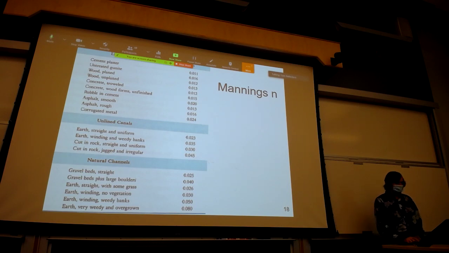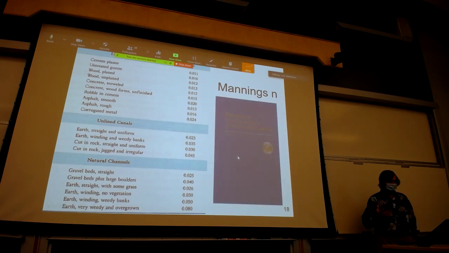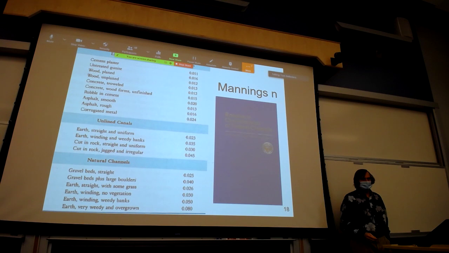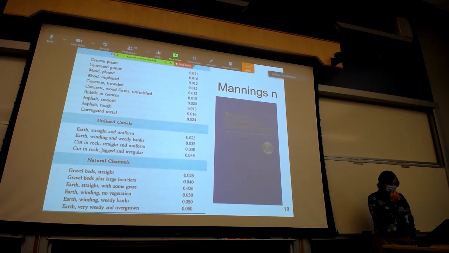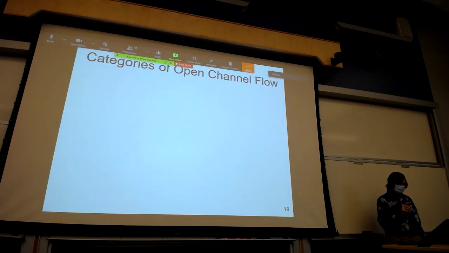And there's much more to this. This is really oversimplifying it. There are entire books and courses on open channel flow, and there are entire books written on just Manning's N. So this is very, very simplified right now for the last 2 lectures of this course. But the Manning equation is what's used for open channel flow calculation.